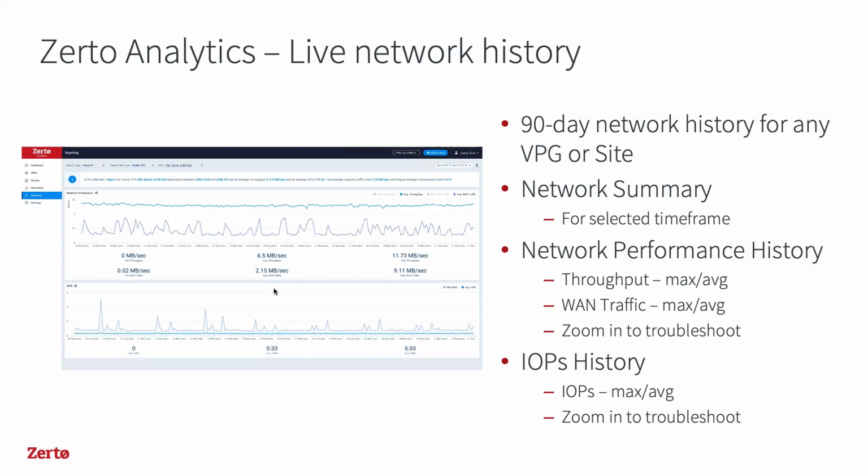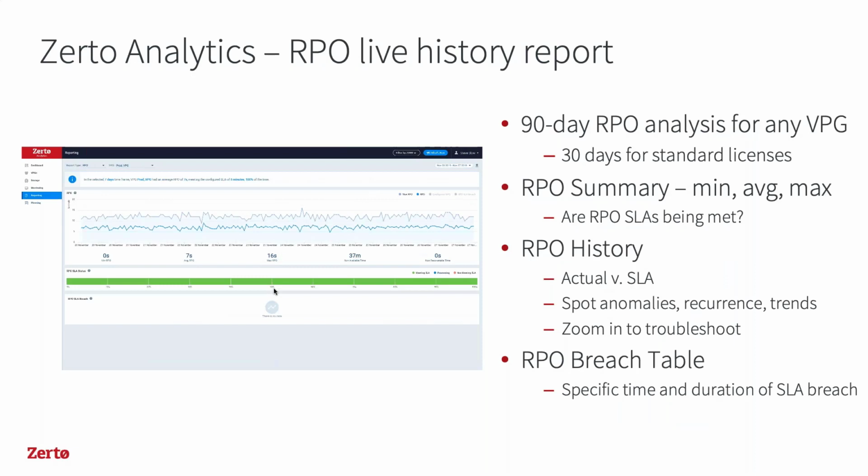Sometimes that actually helps when you're trying to understand moments of encryption and some anomalies within your environment. And then you also have your RPO live history report. This allows you to make sure that your RPOs are according to SLAs, spot anomalies, identify what's going on in this environment, and also troubleshoot. So this is a critical aspect of any solution that allows you to recover quickly. You need to be able to visualize it quickly as well.